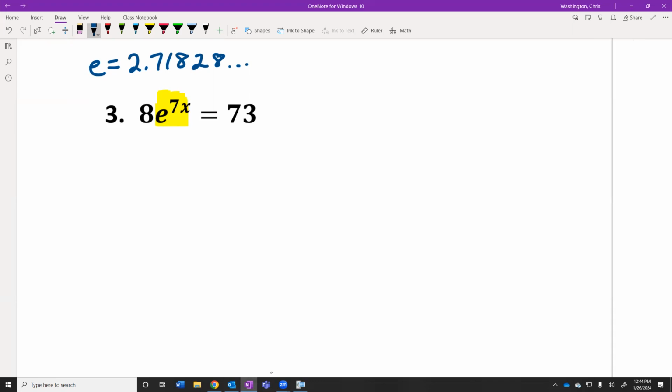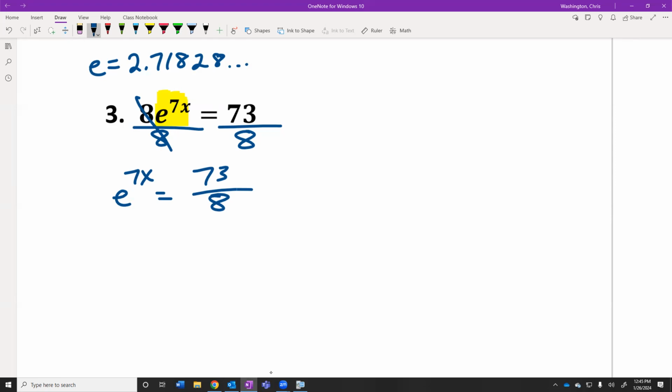The 8 is being multiplied by the E, so in order to undo that, we have to divide by 8 on both sides. So we get e to the 7x equals 73 over 8. I would not type the 73 over 8 in the calculator yet because I don't want to round more than once. We don't want to round now and then round again later, and then by the time we get to our final answer, it's not even close to what it's supposed to be because we rounded at all these intermediate steps. We only want to round once. So the best way to do that is just type everything in the calculator at the end.